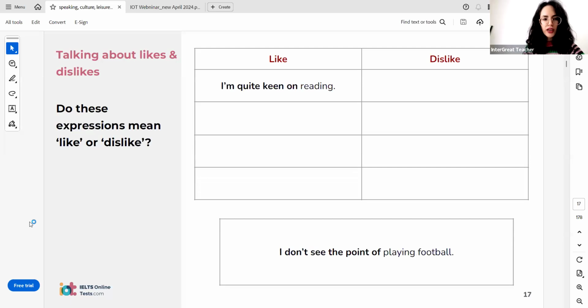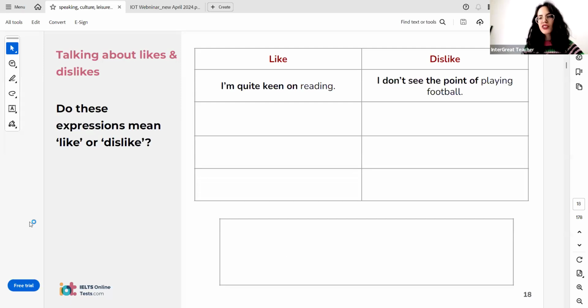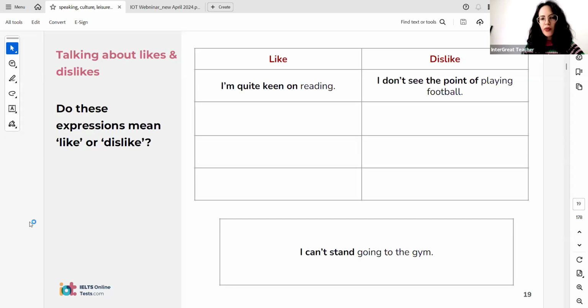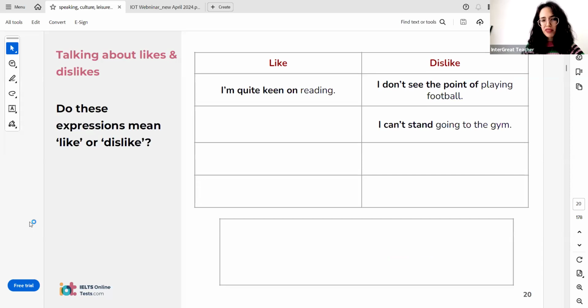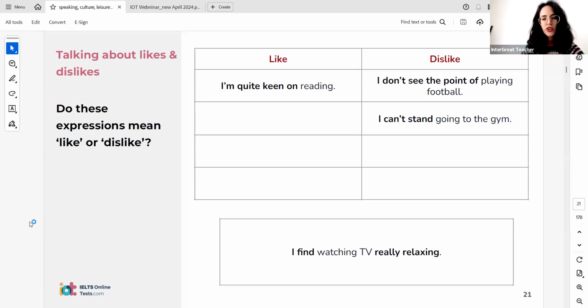Exactly. So when I don't see the point of doing something, it means I don't know why people do it, which means I don't even care. So yes, it would be dislike. Good. How about "I can't stand going to the gym"? And can't stand means I cannot tolerate. If it is I cannot tolerate, exactly, it's definitely dislike. Like I hate it.